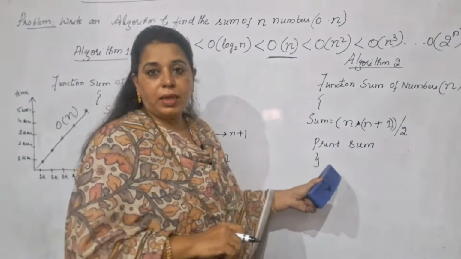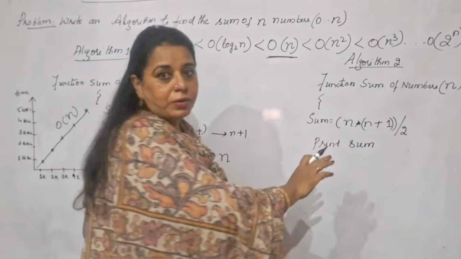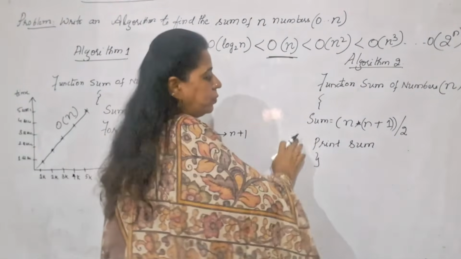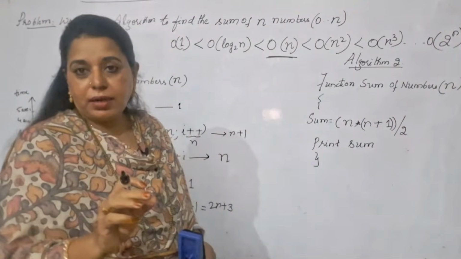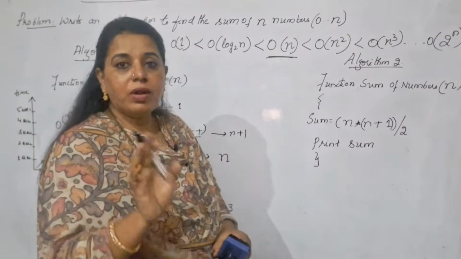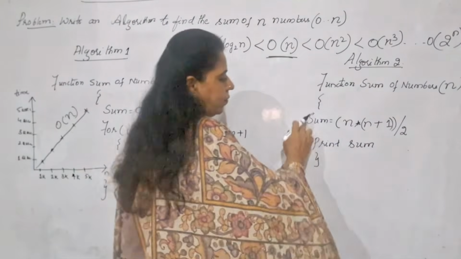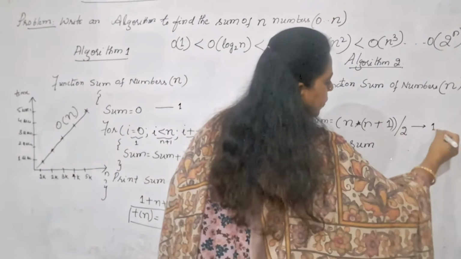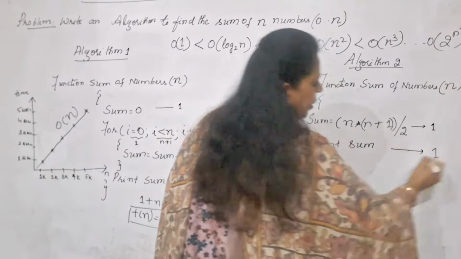Now here if you see, we don't have any loop here also. In the second method, we have only two simple statements. So for any type of assignment statement, if you remember, for any type of print statement, it will take only 1 unit of time. So here we have two statements, so it will take 1 unit of time. Print sum, 1 unit of time.